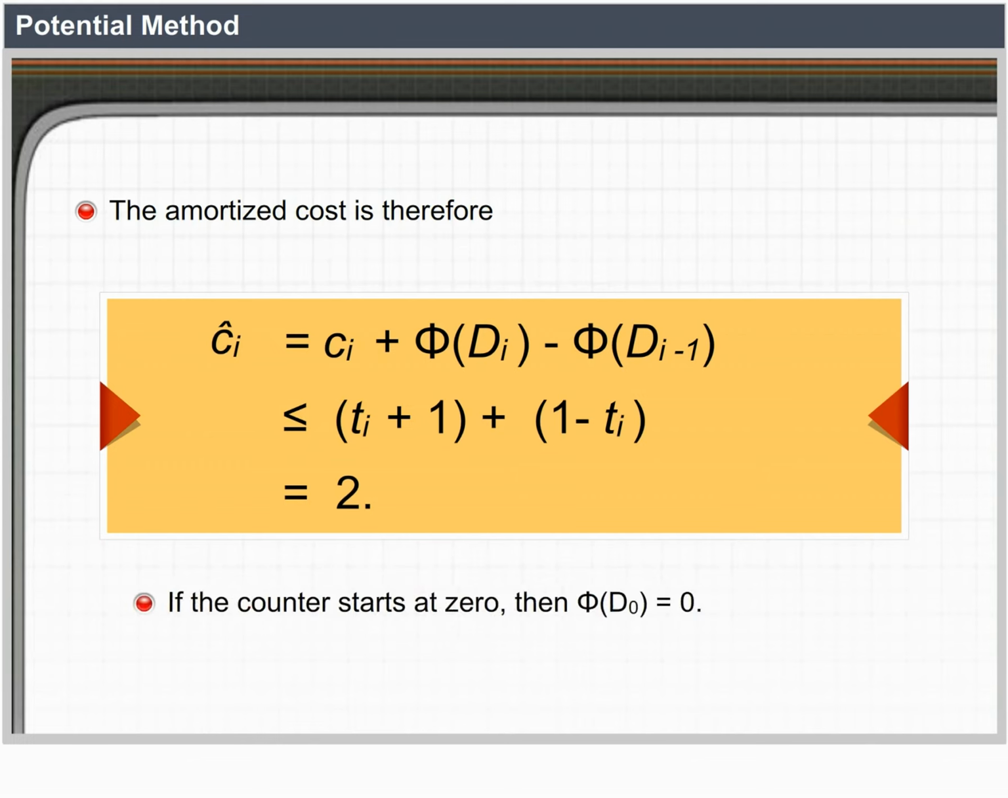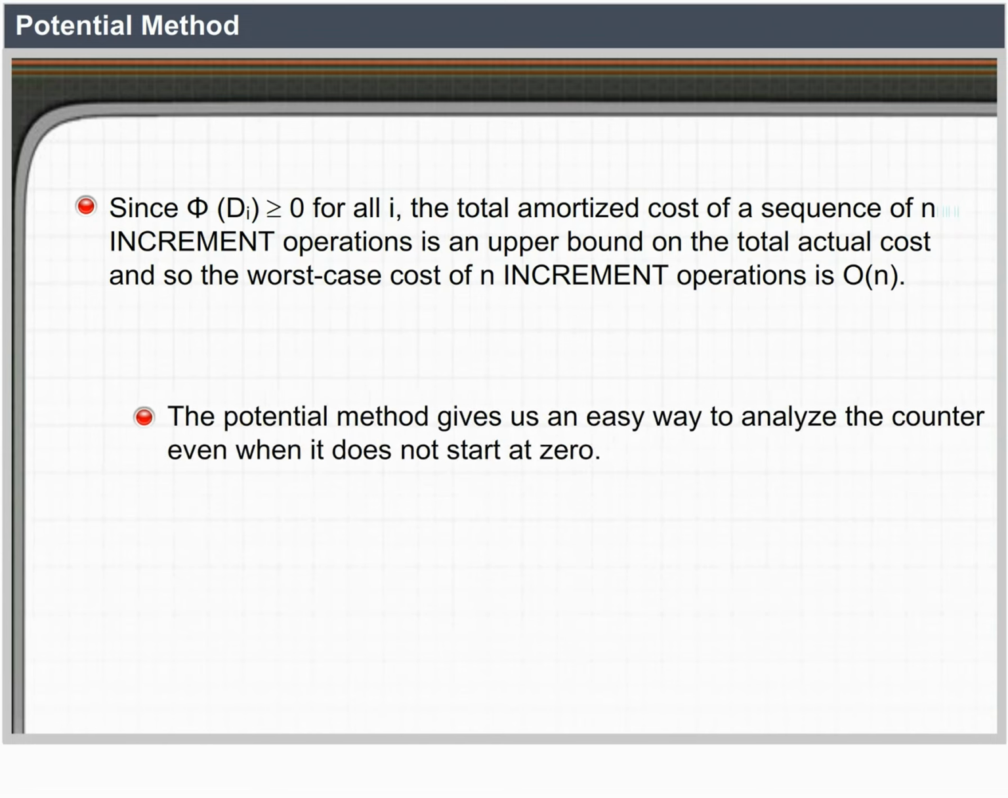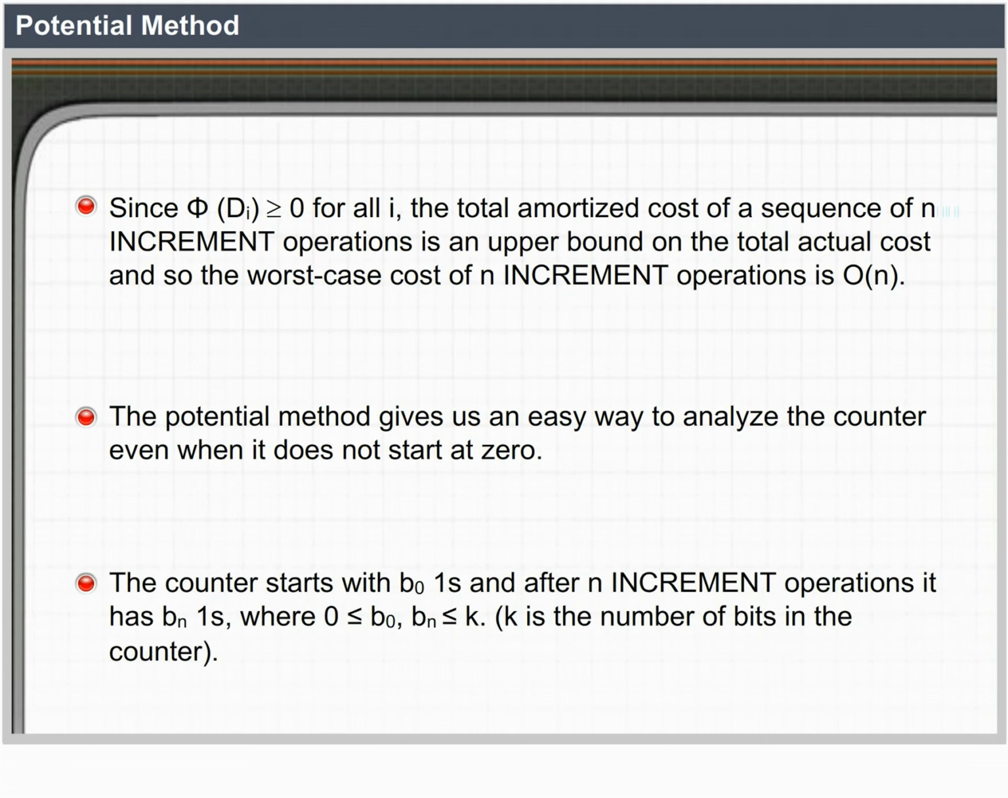If the counter starts at 0, then phi of D0 equals 0. Since phi of Di is greater than or equal to 0 for all i, the total amortized cost of a sequence of n increment operations is an upper bound on the total actual cost. And so, the worst case cost of n increment operations is big O of n. The potential method gives an easy way to analyze the counter even when it does not start at 0. The counter starts with b0 ones, and after n increment operations it has bn ones, where 0 is less than or equal to b0, bn, which are less than or equal to k. k is the number of bits in the counter.